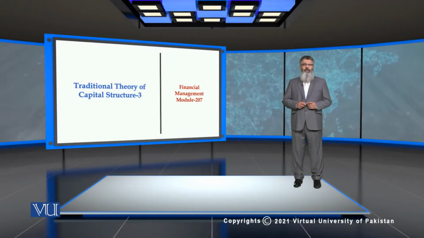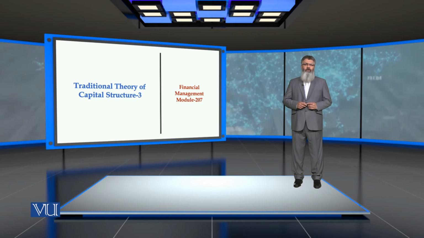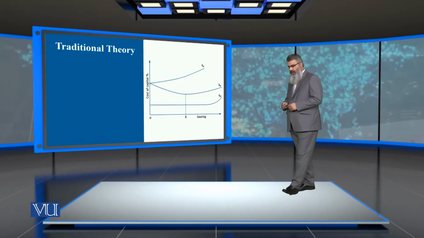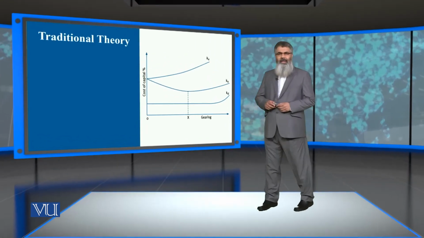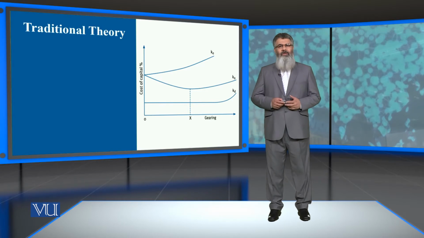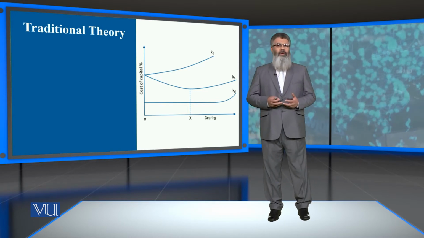Traditional theory of capital structure, and this is our third and last module on this topic. This is the 207th module of the course of financial management. The traditional theory actually states that with the increase in the leverage, shareholders increase their required rate of return.